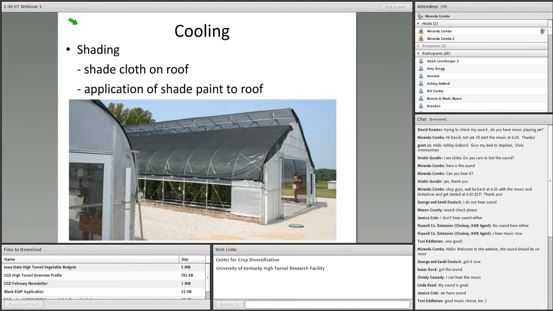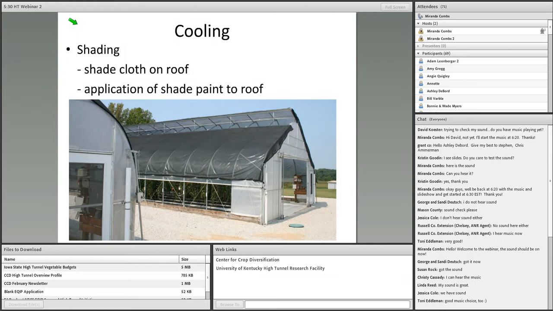In my experience, I seem to like the shade cloth better. I prefer the shade cloth. One of the reasons is that if you don't put the shade paint in an even coating over the top of the roof, you're not going to have uniform shading. So you may be letting more light through or causing more shade on one particular part of the roof. You buy shade cloth, as you see here, in a certain percentage, whether it be 20 or 30% or even greater, and you know that that's going to be uniform across the structure.